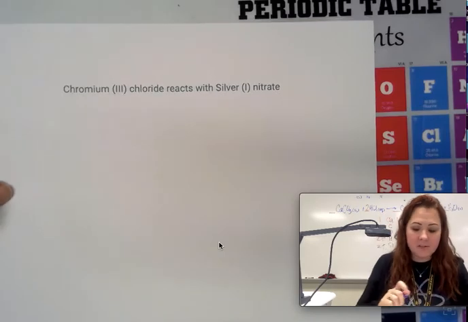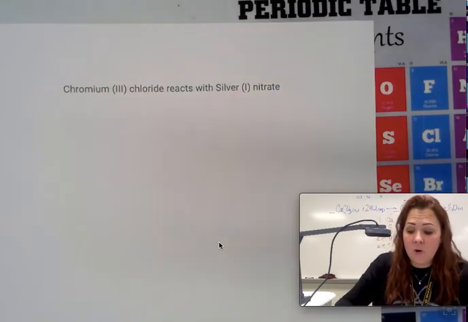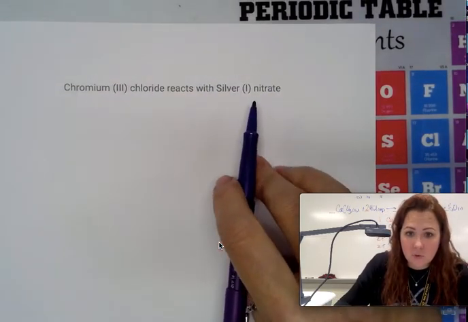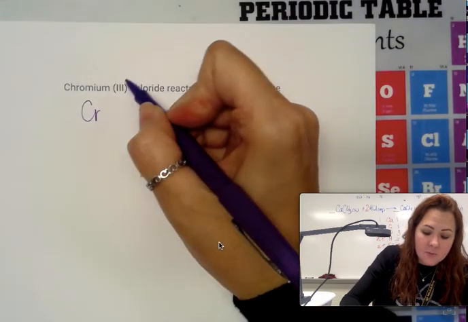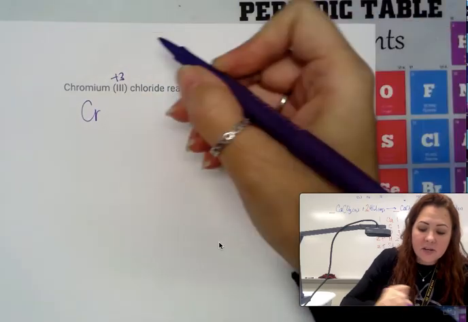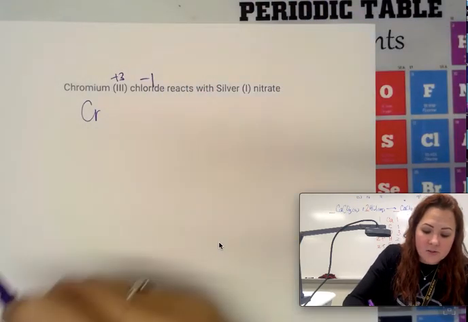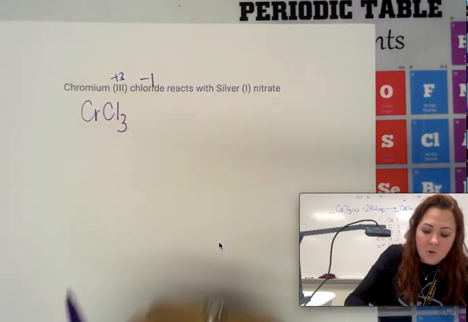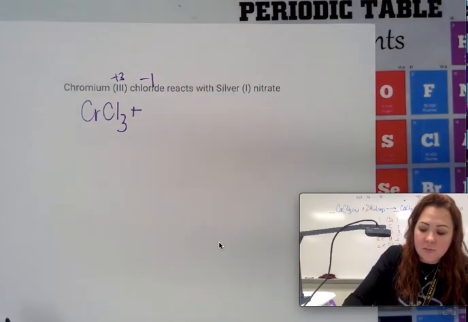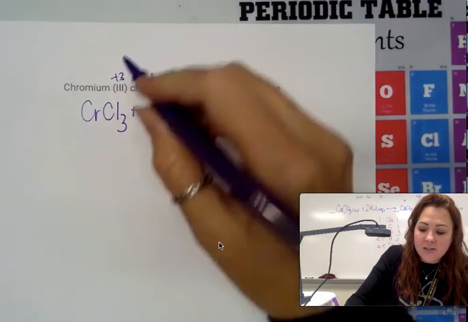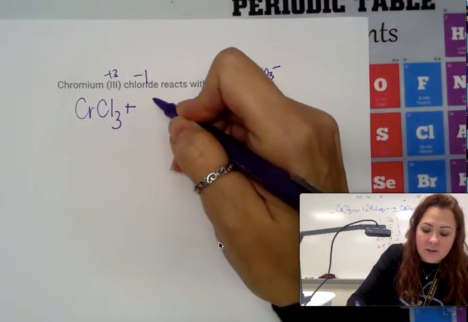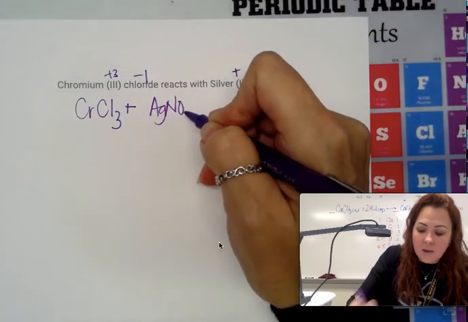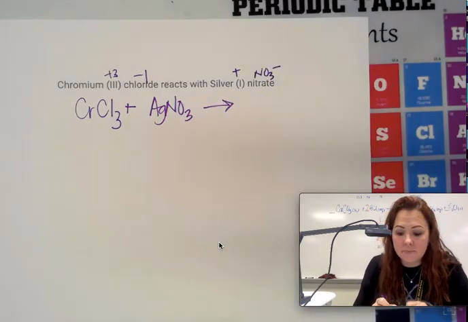The next one, I have a word problem. This is normally how you're going to see them in the lab. If you have a word problem, we have to write out the formulas. So we have chromium with a +3 charge. Chlorine is Cl -1, so we end up with CrCl3. Reacts with silver is +1, nitrate is NO3 -1, so AgNO3. Now I need to predict my products.